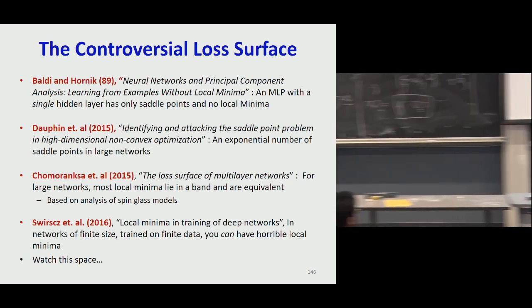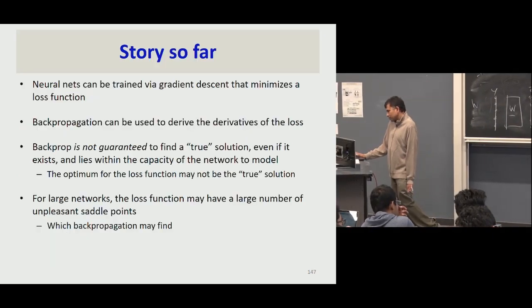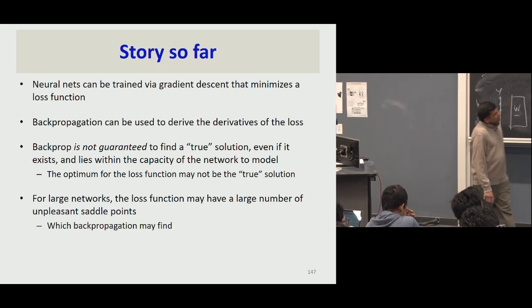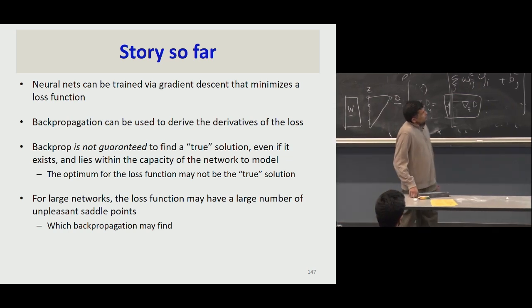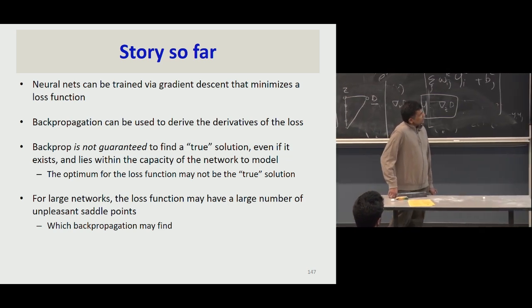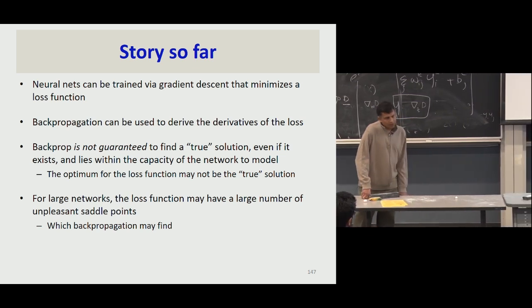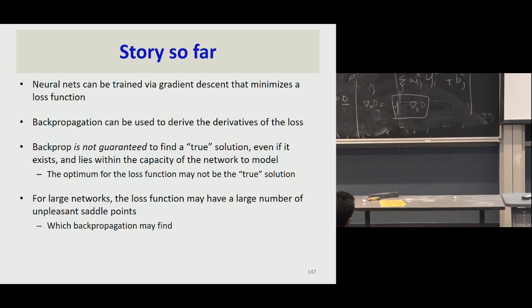So to close the story so far, neural nets can be trained via gradient descent, which minimizes the loss function. Backprop can be used to derive the derivatives. Backprop is not guaranteed to find a true solution, even if it exists. For large networks, the loss function may have a ridiculous number of saddle points, which makes the whole thing much more challenging.